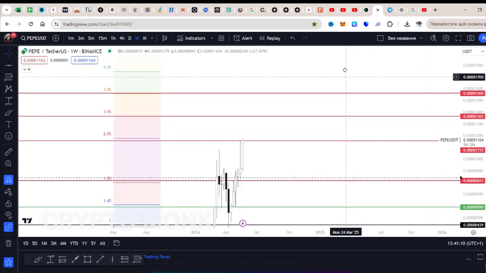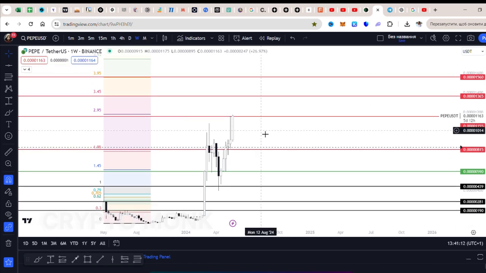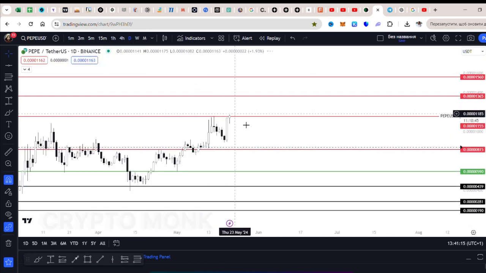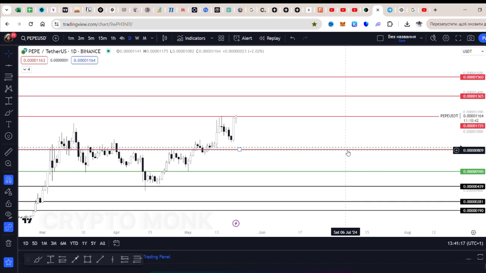Now the main question, how to work with this? Here's what I know right now. By the way, I work on the daily time frame and use this strategy for spot investments in Pepe. You can use other time frames and trade on spot or futures.